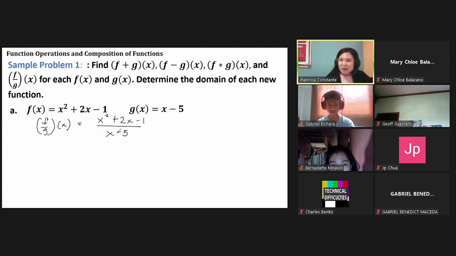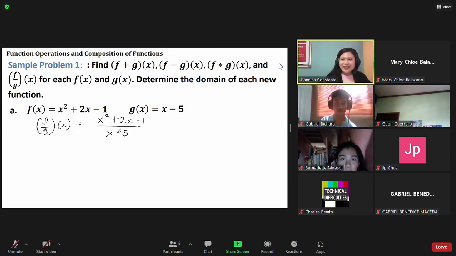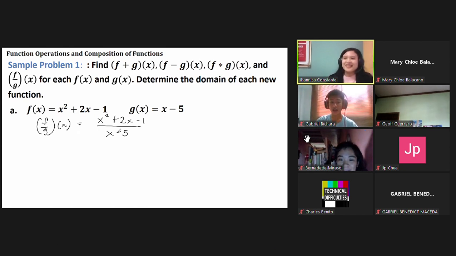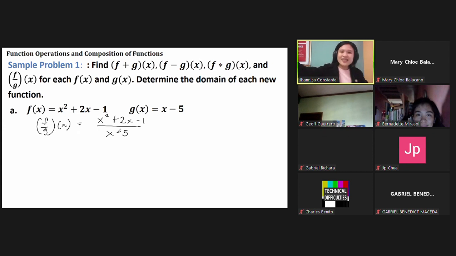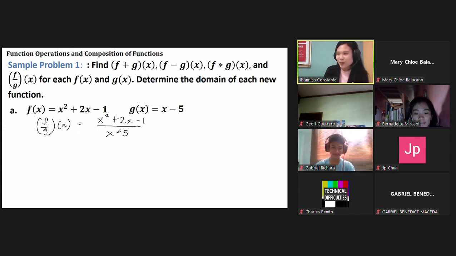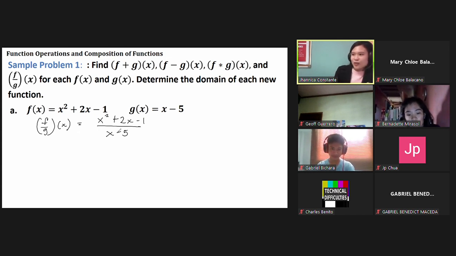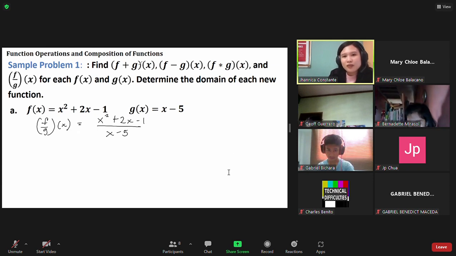Do you still remember how to use synthetic division? Did you forget synthetic division of polynomials? Okay, let's use synthetic division first so that you can remember it, because it's easier to use than long division. But it depends on you. If you want to use long division, that's fine. Let's use synthetic division.